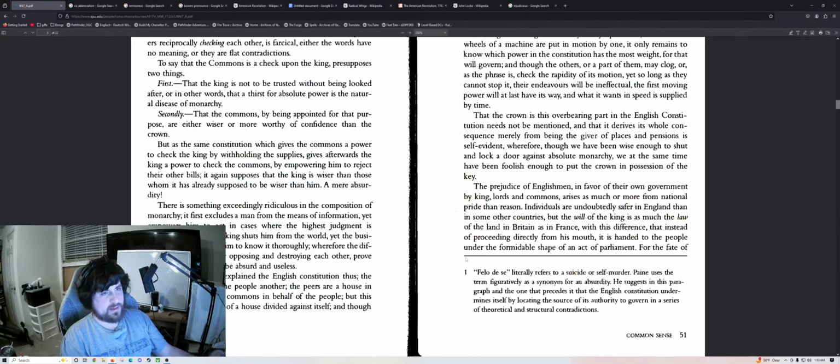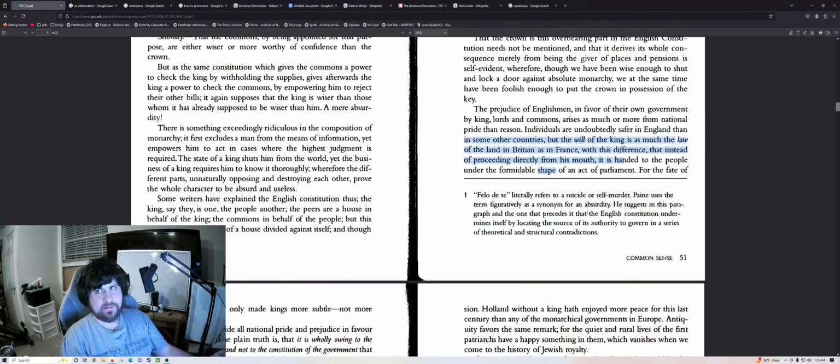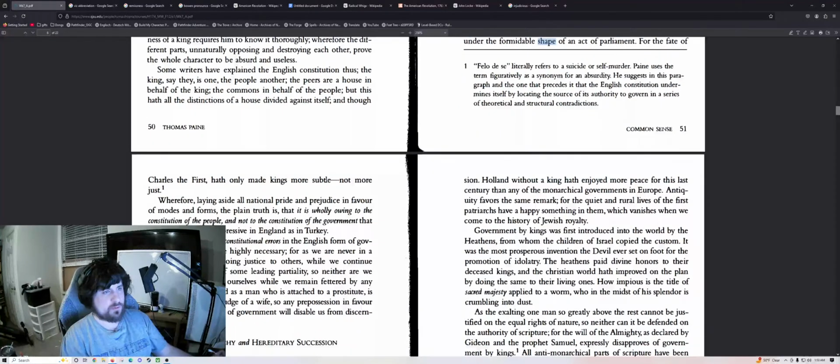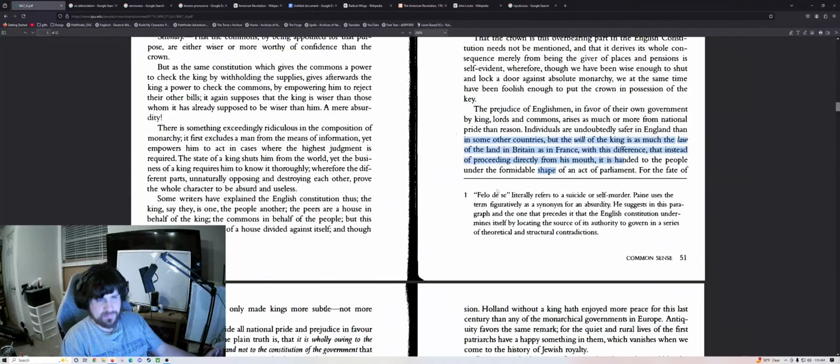So he's saying that this is not that much different from just having a regular old monarch. You're just adding more steps. It's just monarchy with extra steps.